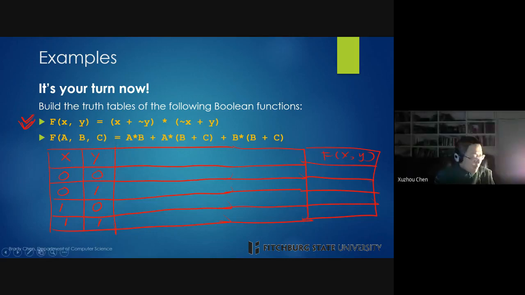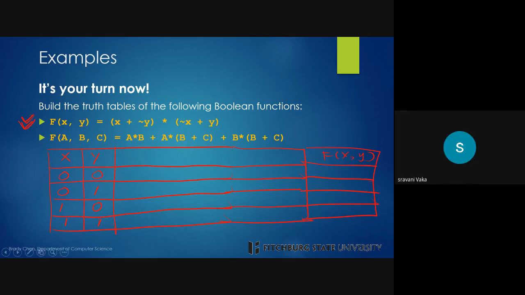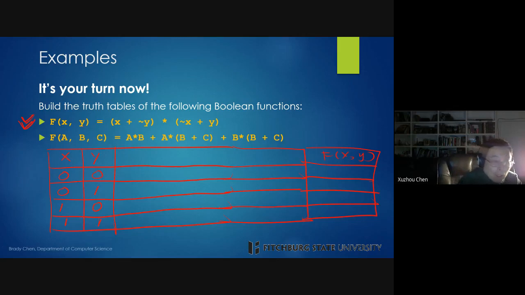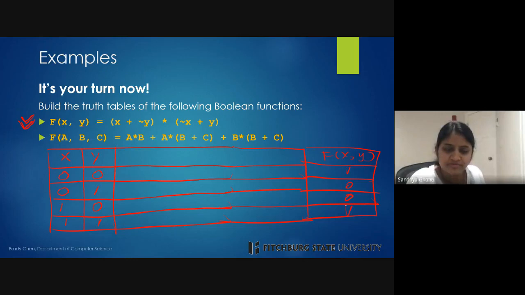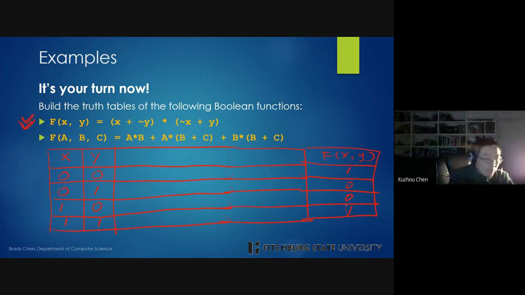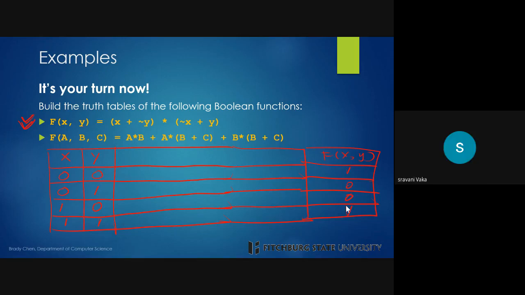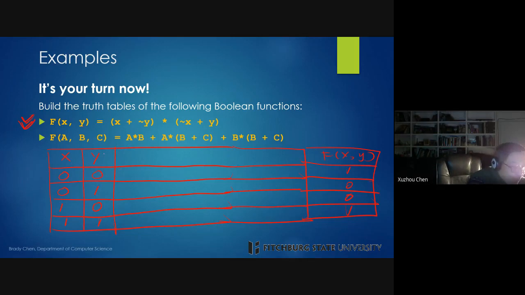Okay, I think I see a couple of answers here. It's 1, 0, 0, 1, right? Let's verify one of these. I'm not going to verify all of these values. Suppose I just check this second value. X is 0, y is 1. So in this case, you need to figure out what the tilde of y is. In this case, 0.